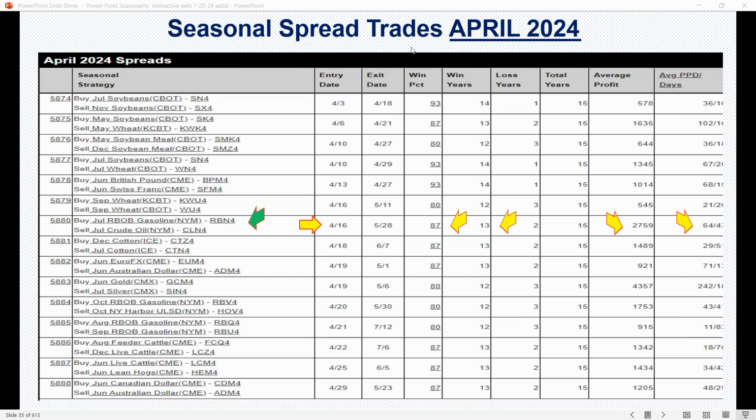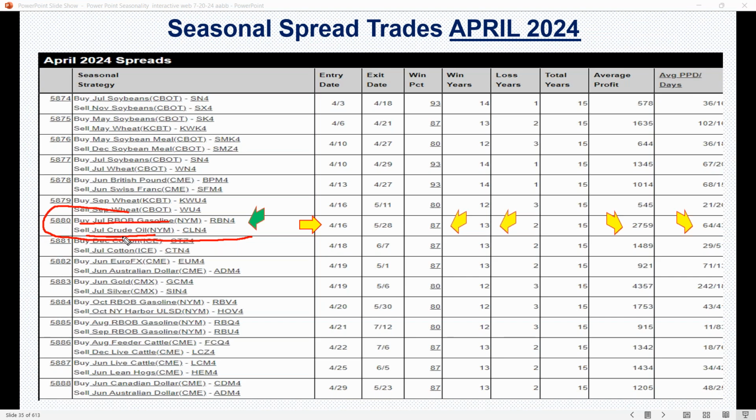So here are some seasonal spreads. This is one that I like a lot, and we used to do a lot of these when I was running the trading group. This is what we call the gasoline crack. In this example, you go long one July RBOB gasoline contract and sell against it July crude. So this is July gas long, July crude short.